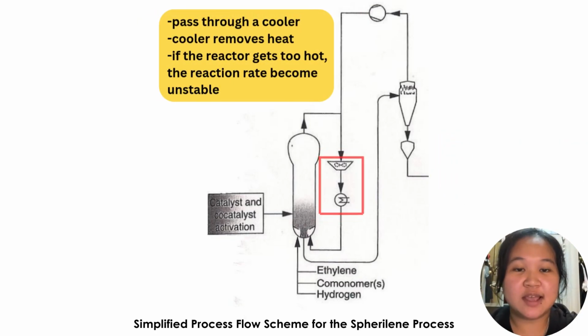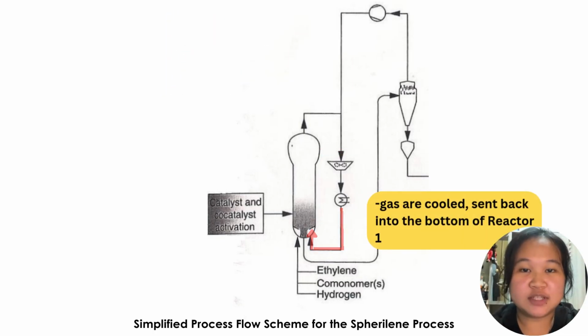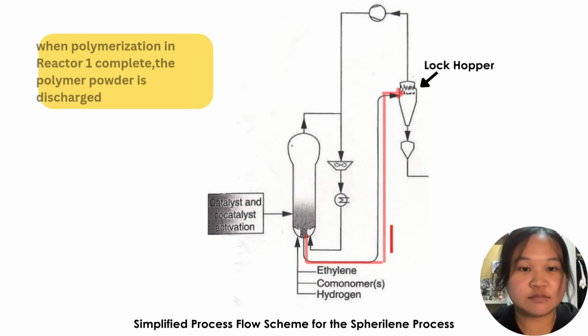After compression, the gases pass through a cooler. The cooler removes the heat generated by the polymerization reaction, because if the reactor gets too hot, the reaction rate would become unstable or polymer quality would change. Once the gases are cooled, they are sent back to the bottom of reactor 1. This continuous loop from the reactor, compressor, cooler to reactor keeps the process steady and efficient.